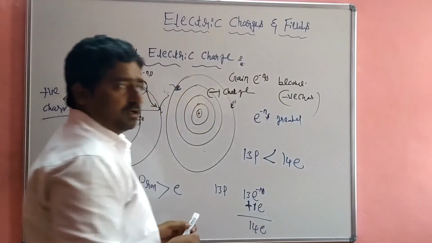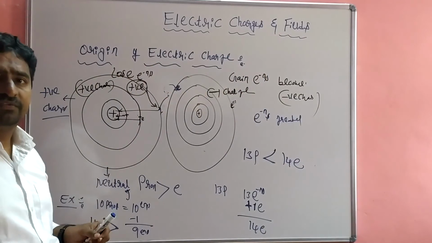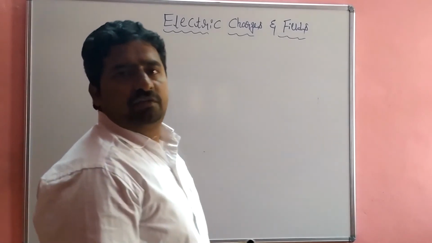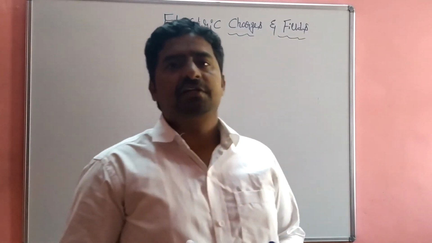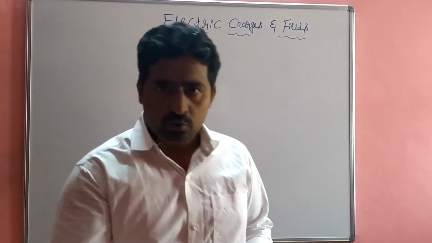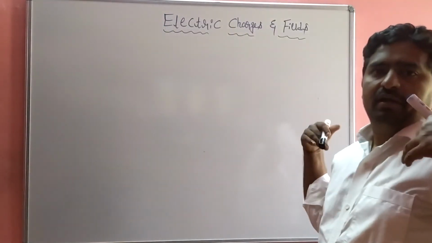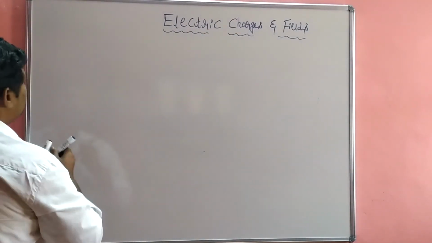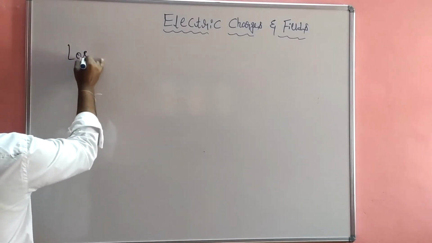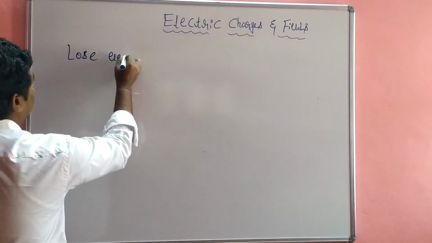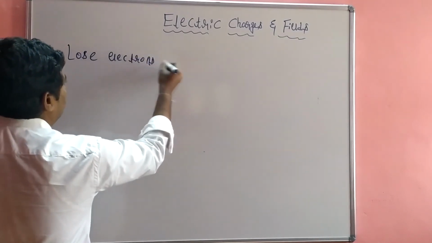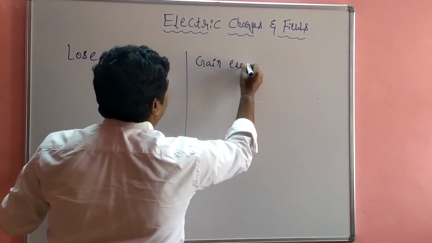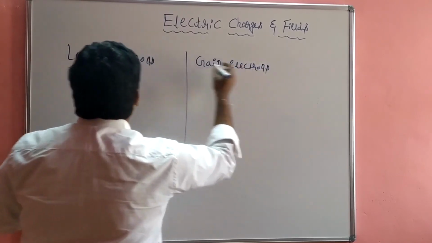So the category is bifurcated into two types of charges. Some of the substances or materials have their own property to lose the electrons. Other substances gain the electrons. So let's see which are the materials that lose electrons, and which are the materials that gain electrons.